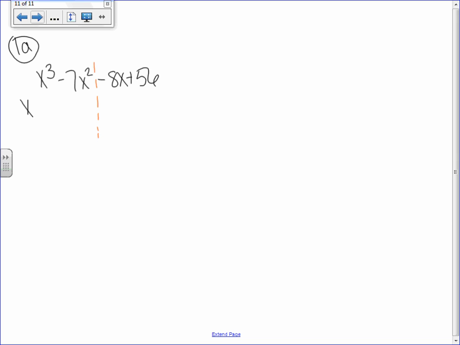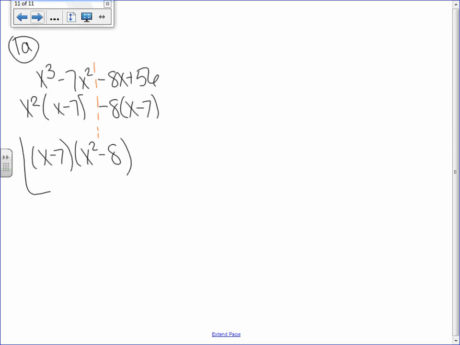On the left side, I've got a GCF of x squared, and I'm left with an x minus 7. On the right side, remember we always want to pull out a negative if I've got a negative out in front. So on my right side, I'm going to pull out a negative 8, and I'm going to be left with x minus 7. So now looking at my two groups, I have a GCF from each group of x minus 7, and I'm going to be left with x squared minus 8. And this is your final answer. All right, x squared minus 8 does not factor. It's not the difference of perfect squares.